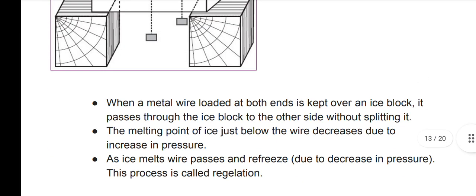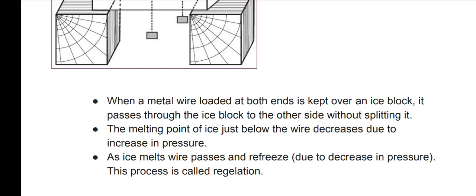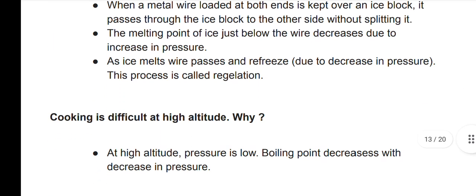Regelation. When a metal wire loaded at both ends is kept over an ice block, it passes through the ice block to the other side without splitting it. The melting point of ice just below the wire decreases due to increase in pressure. As ice melts, the wire passes and the water refreezes due to decrease in pressure. This process is called regelation.